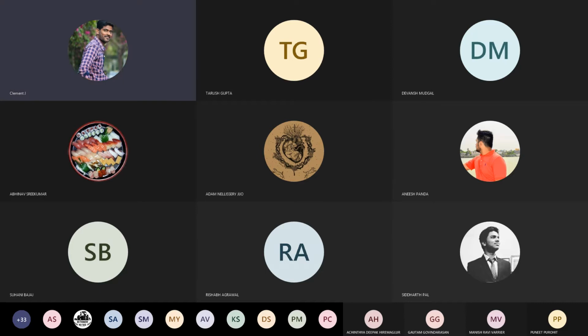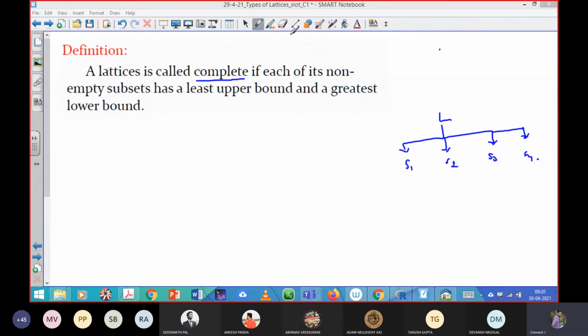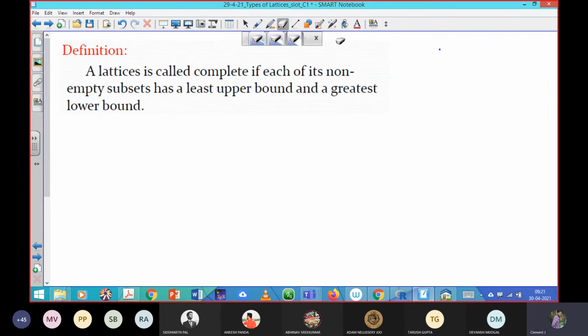Okay, next definition is called complete lattice. It's a very simple definition. See here, you will have the lattice, right? There you will have the subsets, not a sublattice. You may have multiple subsets like S1, S2, S3, S4. Here they didn't use the word. Sharing the screen. Oh, sorry. Okay, now can you see the screen? Yes, sir.